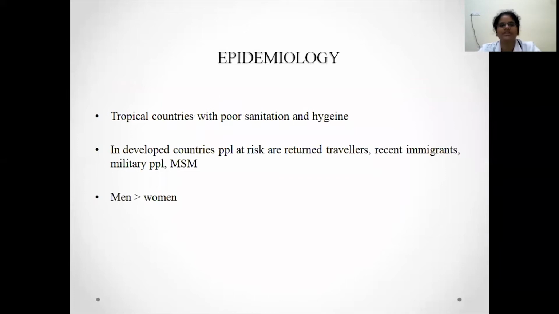Coming to the epidemiology, it's most common in the tropical countries where there is poor sanitation and hygiene. But in developed countries, who are the people at risk? These are the people who have gone to an endemic area and are getting back, or people who are coming into a developed country from an endemic area, or military people, or homosexual men, or inmates of institutions where there is poor sanitation. Men are more affected than women.